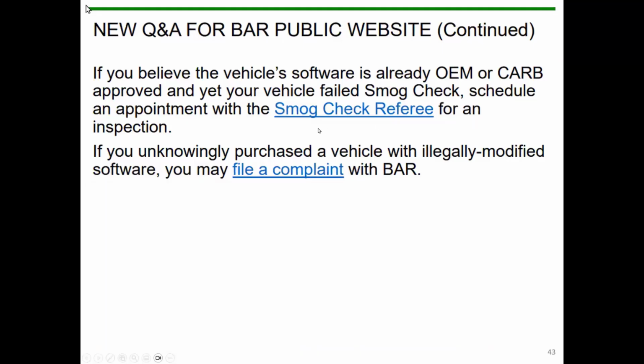If you run into this situation and the customer's really hot about it and doesn't know anything about it, they can make an appointment with the referee. The referee will be the end person to decide whether this is valid or not valid. They can file a complaint with BAR and get it out of your hands. So you should be aware of the process if you run into one of these.